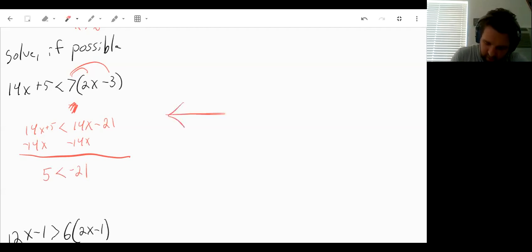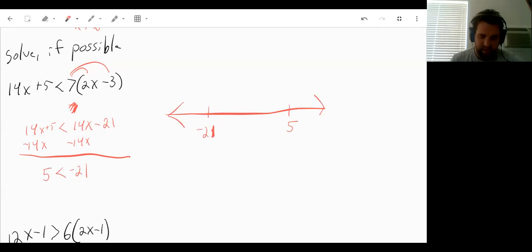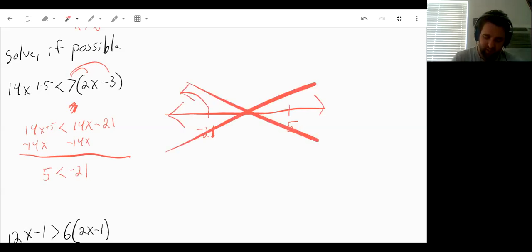So let's think about just your regular number line. We have 5, and we have negative 21. Is 5 less than negative 21? No, because less than negative 21 is going over to the left. So it's not possible. So that would just be our answer, not possible. Or you could also say no solution. That would also work.